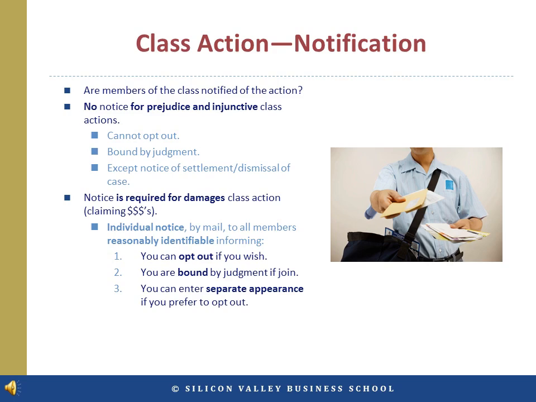Class actions claiming damages are different. Notice is required when money is involved. Individual notice via mail is required for all members reasonably identifiable in a damages class action. The notice to members in the damages class action informs them of their ability to opt out of the action if they wish. It informs them that if they join the class action, they're bound by the judgment and cannot then make a separate claim if they're unsatisfied with the outcome, and they have the right to make a separate appearance if they prefer.